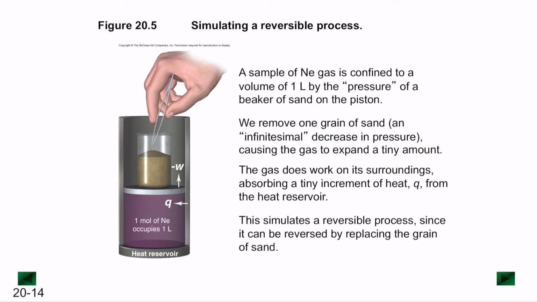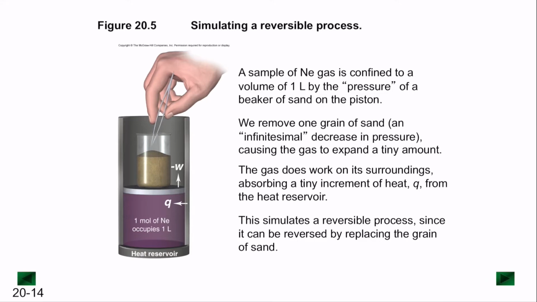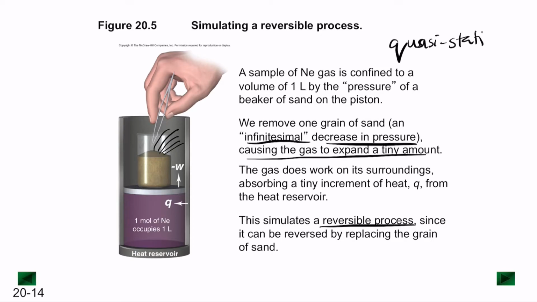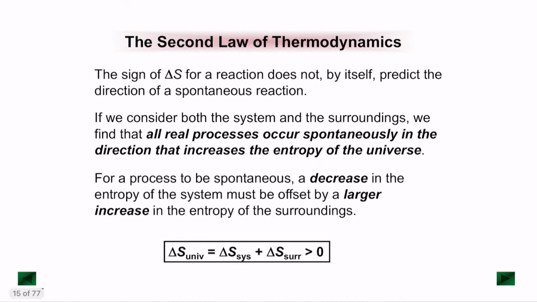Let's say, for example, we have a process where we are compressing gas by pouring sand. Now we started the process in one direction. We have to go back in the same path, which means that now we are going to remove each speck of sand one by one, resulting in an infinitesimal decrease in the pressure, therefore causing the gas to expand a really tiny amount, therefore resulting in a reversible process. So this is what we call a quasi-static process. It's not completely reversible, but it's a quasi-reversible or quasi-static process.